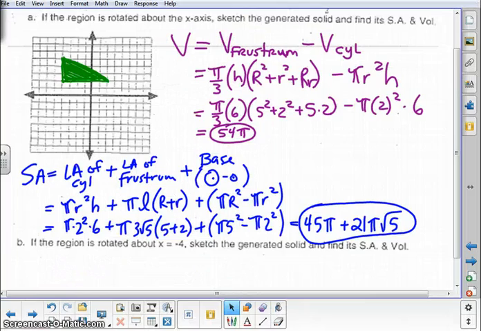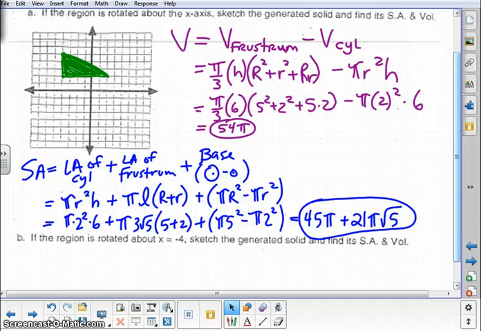So for the sake of time, I went ahead and wrote down the surface area because we have to do the cylinder, the frustum, and the base, which would be the circle minus the circle, like a little donut. And I had the numbers all filled in because I think I'm going to run out of time. So check over my work, make sure that it all makes sense to you, and you can ask me questions tomorrow.